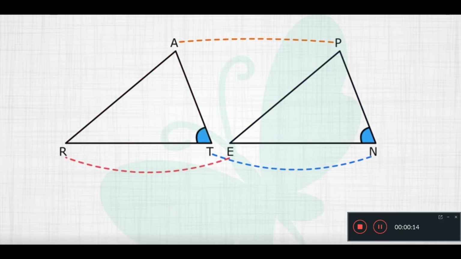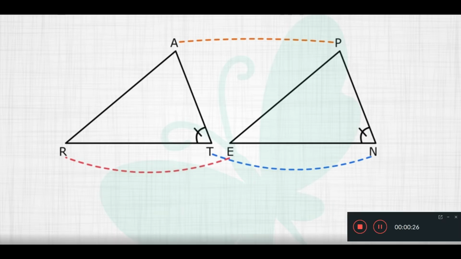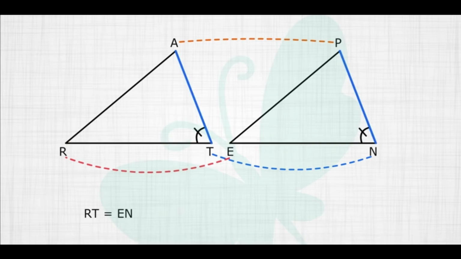Now these two angles T and N are given to us as equal. We also need to use the SAS criterion, side angle side, right? So very clearly angle T and angle N need to be the included angles. So AT and RT are the relevant sides and PN and EN are the relevant sides. So RT will have to be equal to EN, which is the corresponding side, and PN will have to be equal to AT, which is the corresponding side. Okay.